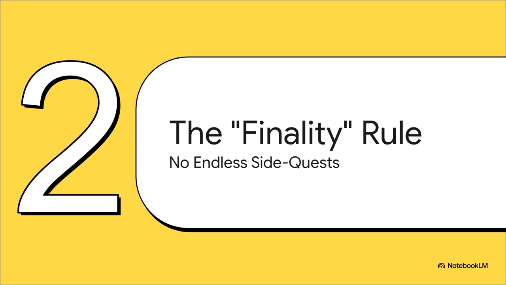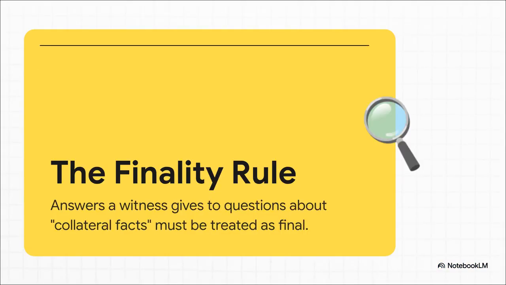So that was a rule from the history books. Now let's talk about a much more fundamental rule that is very much alive and well today. I like to call it the no endless side quests rule. Its entire purpose is to keep the trial focused on the main story, not a million little side stories. This right here is the finality rule. And in simple terms, it means that when a lawyer asks a witness a question about something that isn't central to the case, what the legal world calls a collateral fact, the lawyer is stuck with whatever answer they get. They can't then call another witness just to say, nope, that's not true. On that side issue, the witness's answer is considered final.